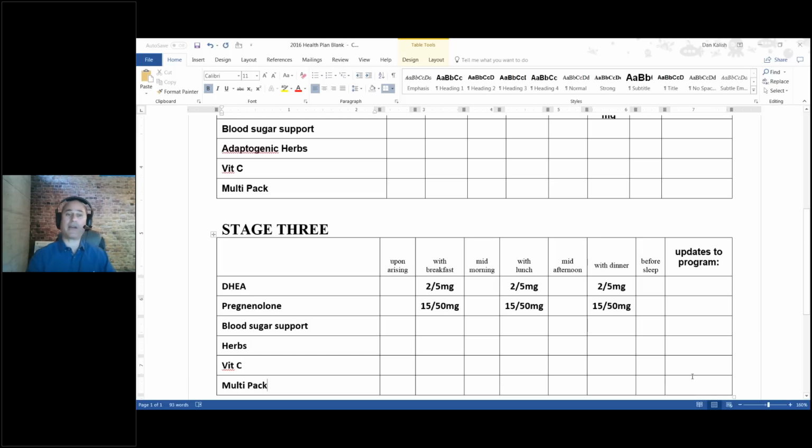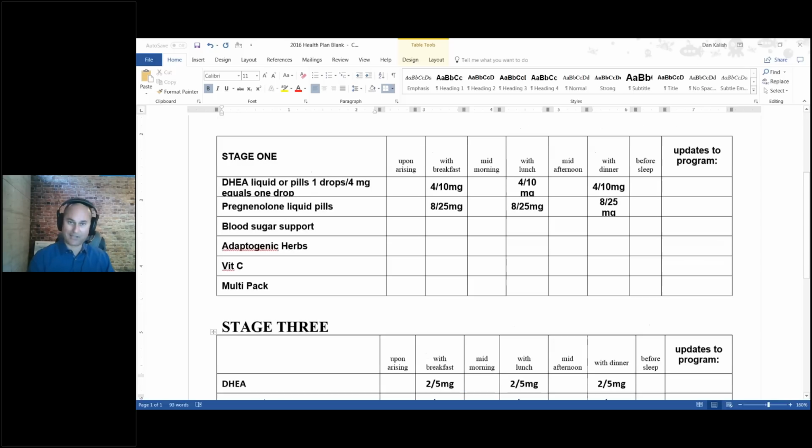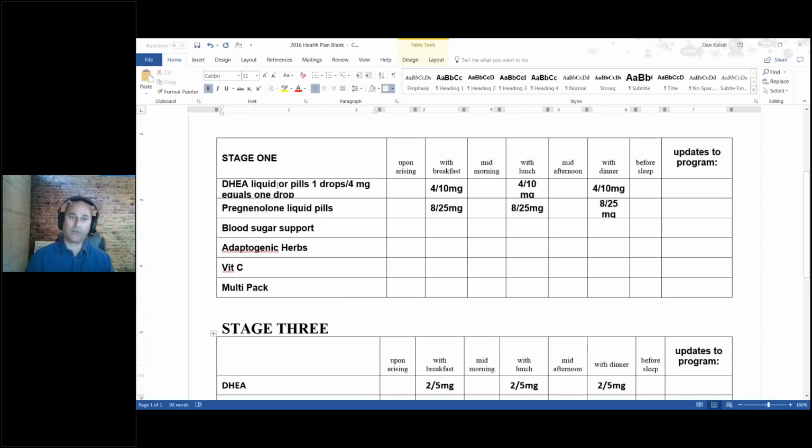Now, remember we talked about how if the patient is like, I can't handle that, it's too much stuff, it's too expensive, just work your way down the list. You can just do DHEA and pregnenolone and blood sugar support and just stop there. You don't have to keep adding everything. But if the patient is a more is better kind of person, then keep adding things in until you really get there, okay?